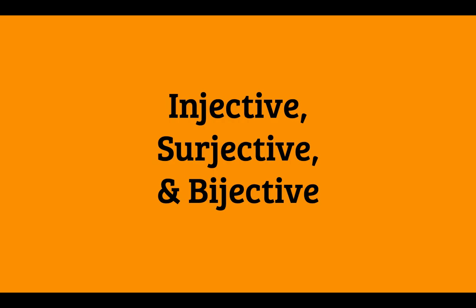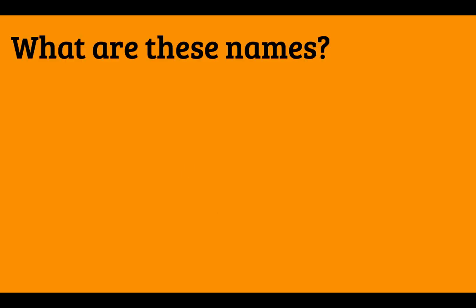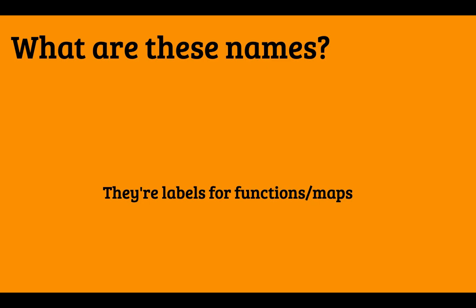Over injectivity, surjectivity, and bijectivity in math. So let's get started. Let's get into this. So what are all these weird names? Well, they're just labels for functions. They're properties of functions slash maps. And maps and functions are just ways of assigning things to other things.